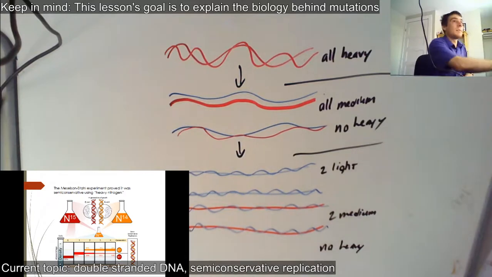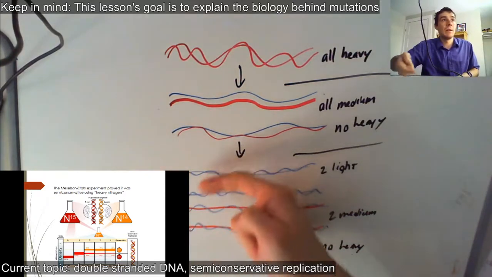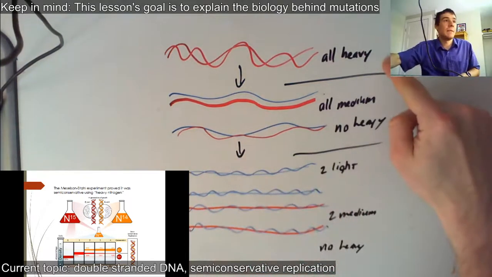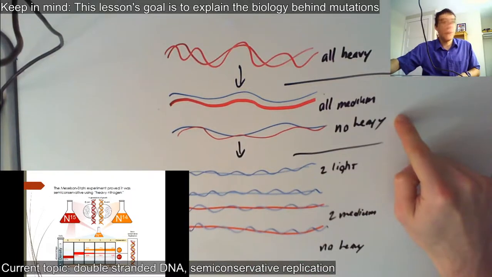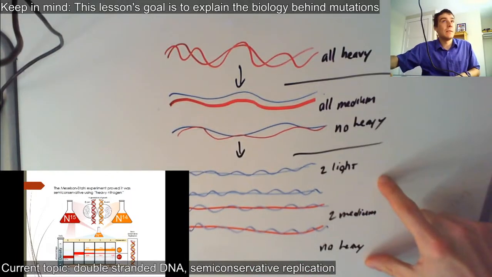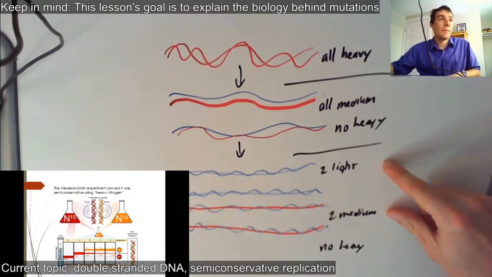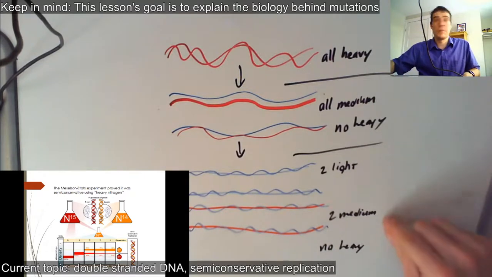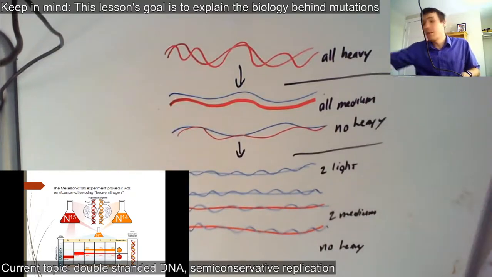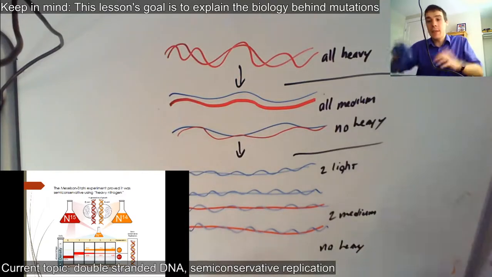If we look down at our experiment down in the corner here, you can see that it starts all heavy, then it goes all medium, and then it splits into 50-50, and then the proportion of medium goes down over time. Let's explain why it wasn't the other ones.